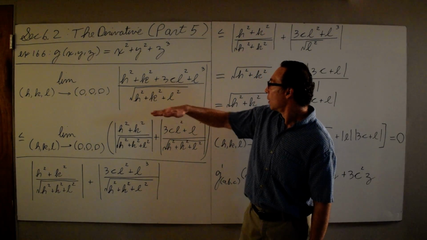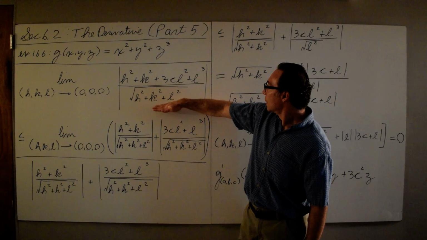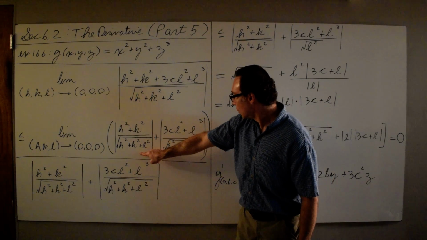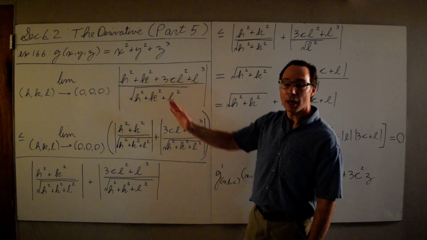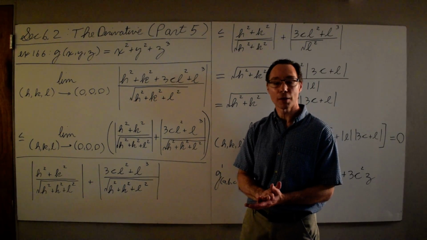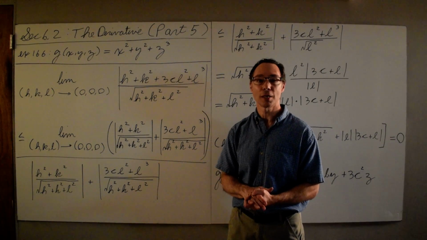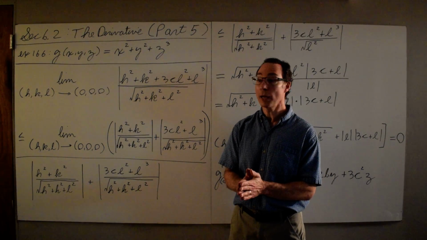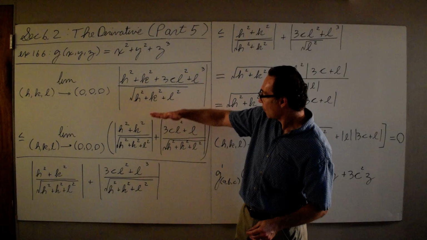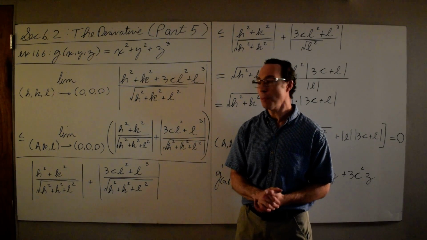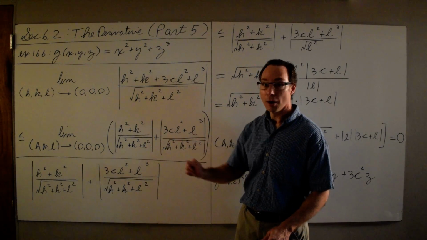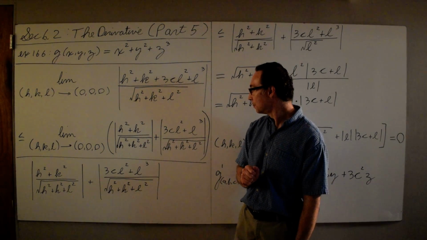So the first thing I did is I broke this up into two fractions. And so we have an absolute value. So the absolute value of a plus b is less than or equal to the absolute value of a plus the absolute value of b. That's the triangle inequality. So we have this inequality here from the triangle inequality. I will show you my motivation for doing that in some subsequent steps.